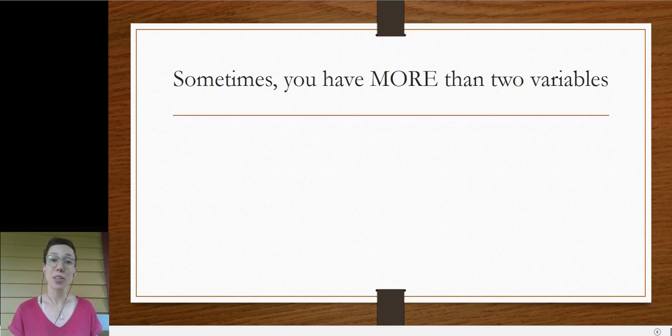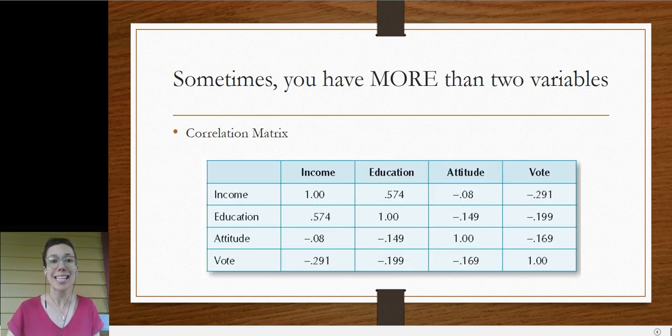Also, very often with correlation coefficients, we want to look at two variables, yes, but very often we want to look at more than that. So a very common way that correlation coefficients are reflected in the literature, this is the last thing we'll look at for now, is a correlation matrix.